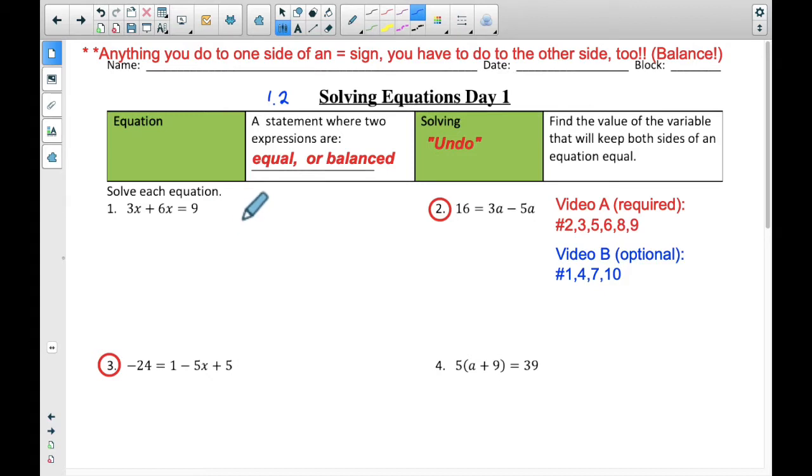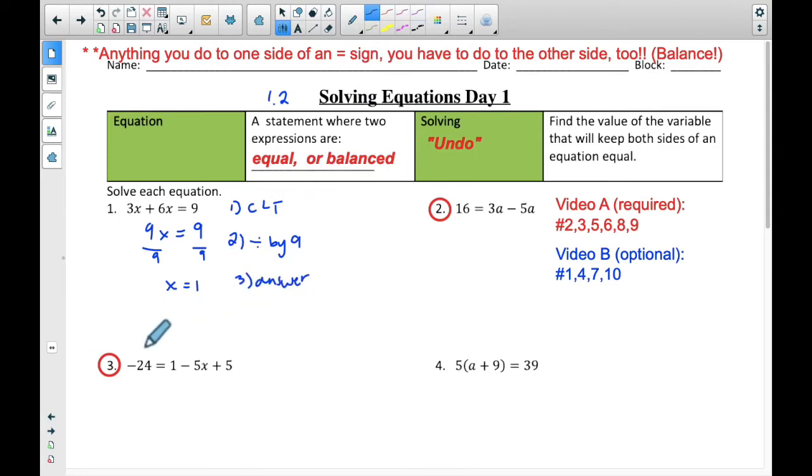The first thing we're going to do is combine like terms. And so when we combine those, we get a 9x. We have to get that x by itself. We're isolating the x, so we divide by 9, and that gives us x equals 1. So step 1 was to combine like terms. Step 2 was to divide by 9, and then step 3 was to get your answer.